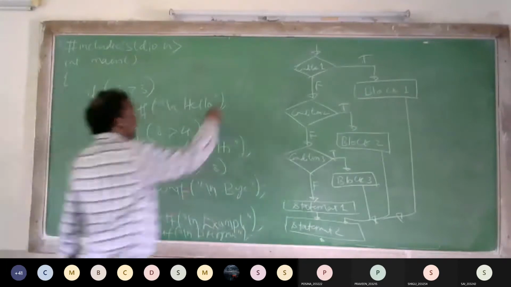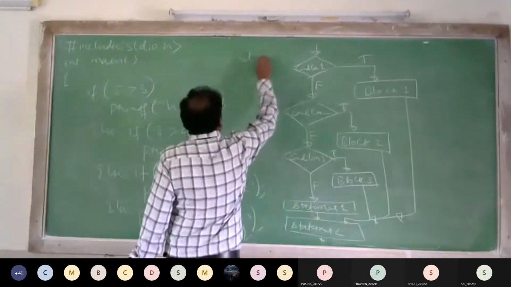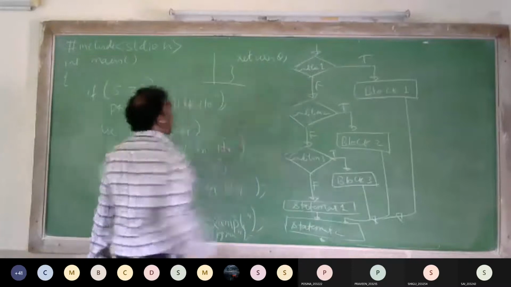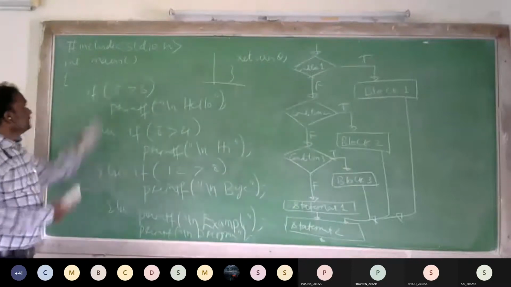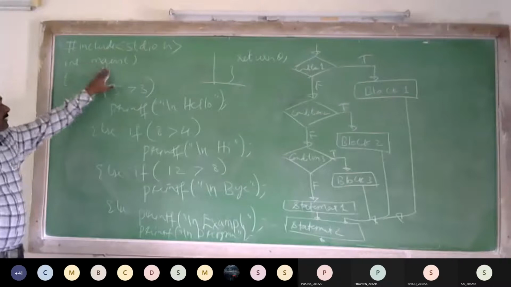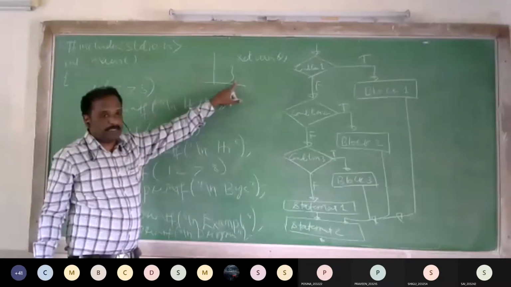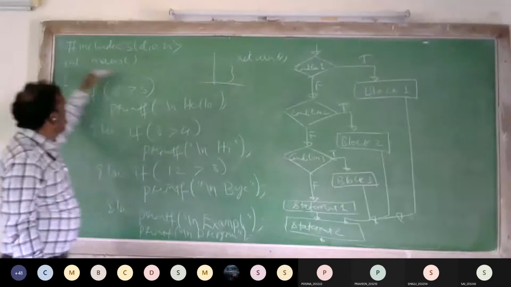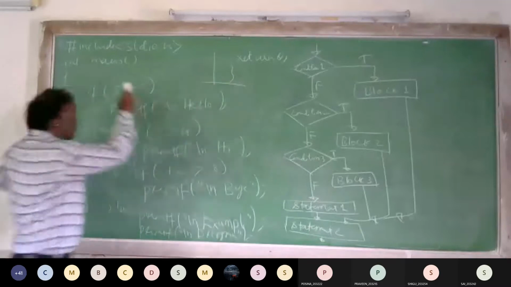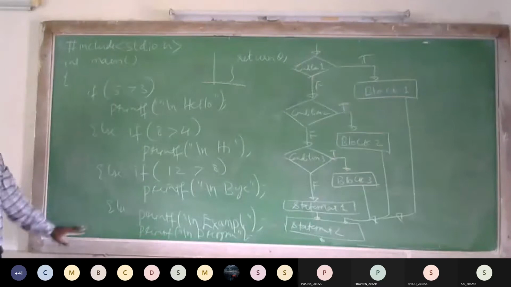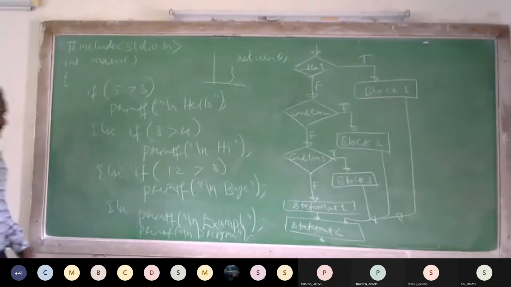So what is the last statement? The last statement will always be return 0 and close the flower brace. So this is the main function. We call this the main function. int main, open flower brace, close flower brace. Inside this open and close flower brace, we have to write the instructions or statements for the program.